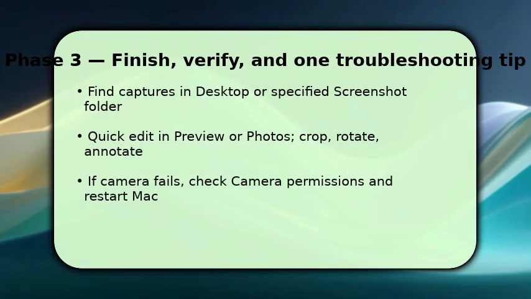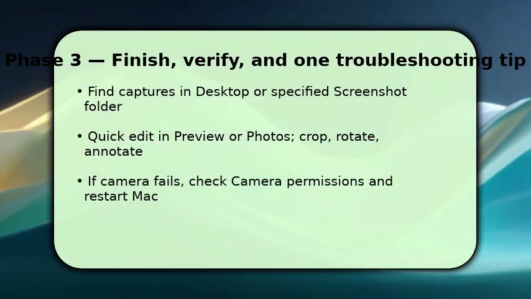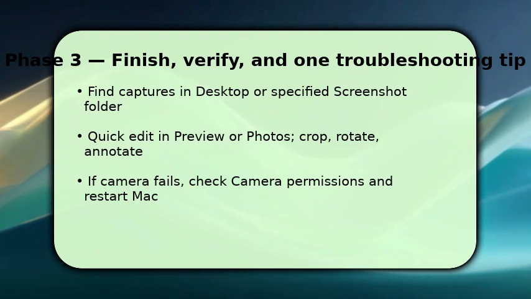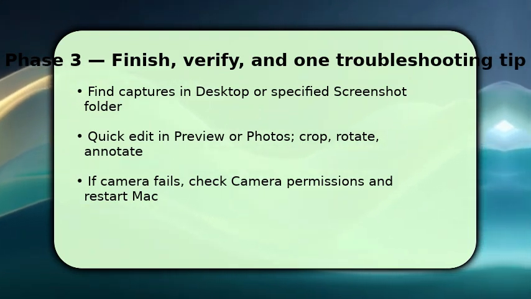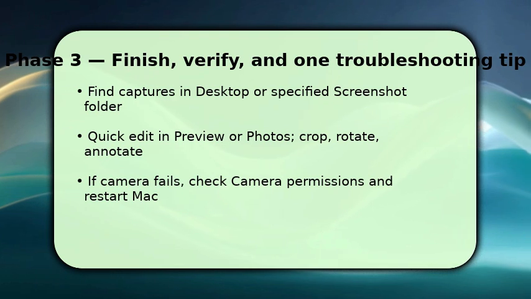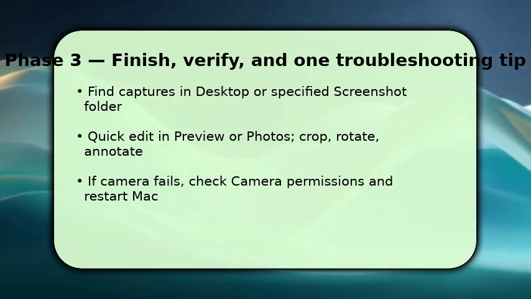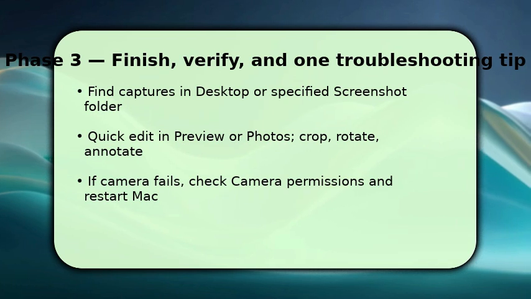Finish by saving and organizing. Screenshots go to desktop or your chosen folder, and Photo Booth images save to Pictures. Make sure you know the path so you can edit. Open the file in Preview or Photos to crop, rotate, or annotate. These quick edits are non-destructive and fast.